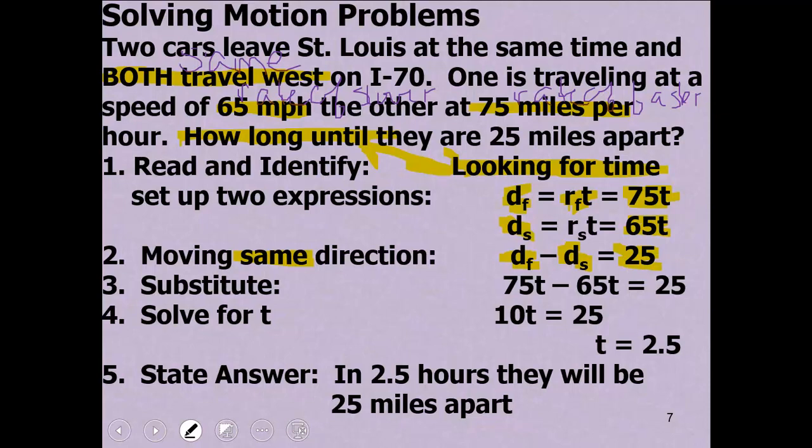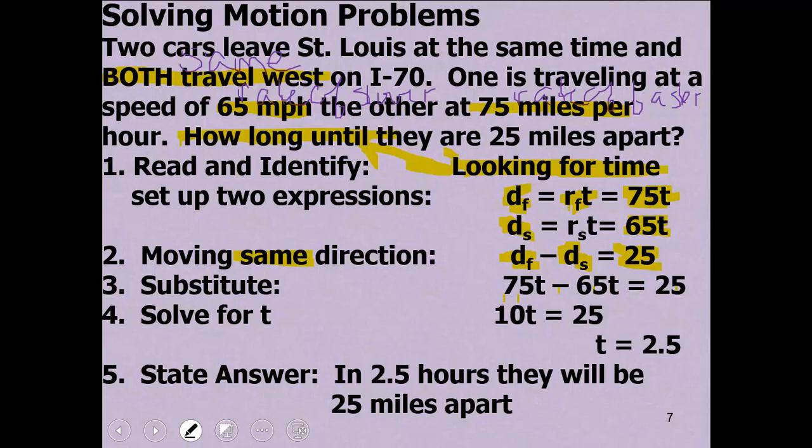All right? Now we're going to plug in the expressions here for DF and DS. The distance traveled of my faster car, that's 75t, right? The distance traveled for my slower car is 65t. And then the difference of those 2 things has to equal 25 miles. Now I just solve for t. 75t minus 65t is 10t, and 10t has to equal 25.